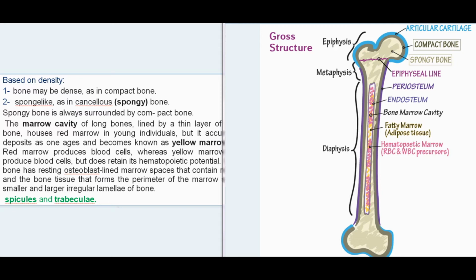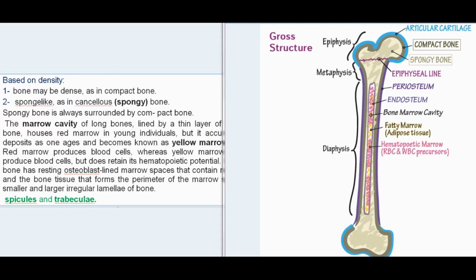Spongy bone is always surrounded by compact bone. The marrow cavity of long bones, lined by a thin layer of cancellous bone, houses red marrow in young individuals, but it accumulates fat deposits as one ages and becomes known as yellow marrow in adults. Red marrow produces blood cells, whereas yellow marrow does not produce blood cells, but does retain its hematopoietic potential.